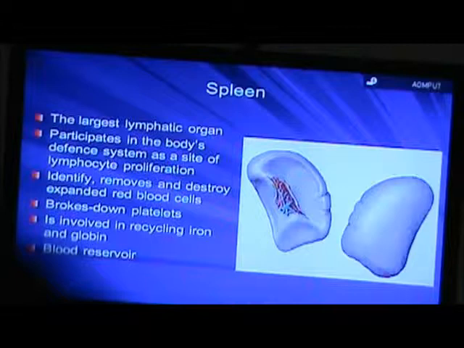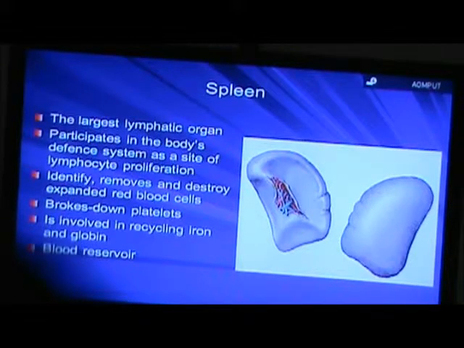sometimes it happens that such a rupture of the spleen couldn't be found quickly. And because the spleen is a blood reservoir, it could lead to the death of the patient. And it happens.